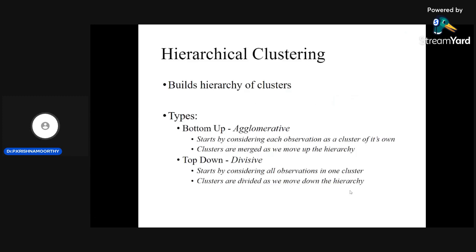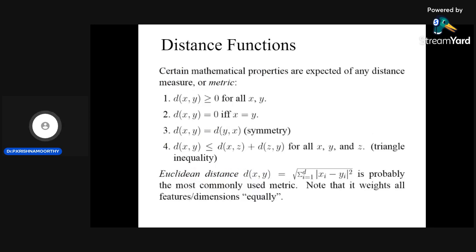The next one is hierarchical clustering, building a hierarchy of clusters, with bottom up and top down approaches. The top down approach is divisive, and the bottom up approach is agglomerative clustering. Then we use distance based functions to find the distance measures or metric.